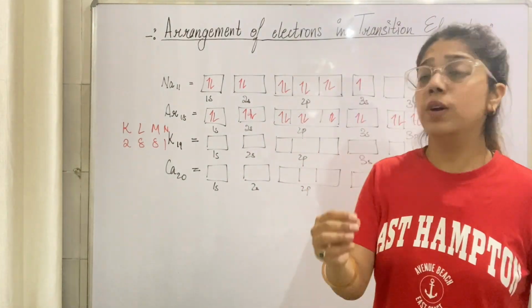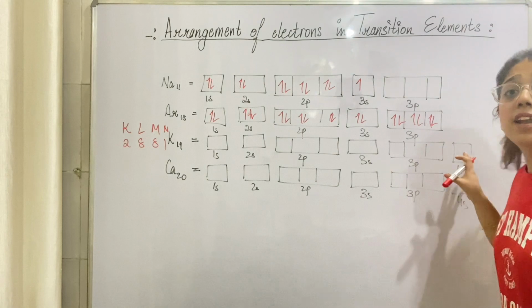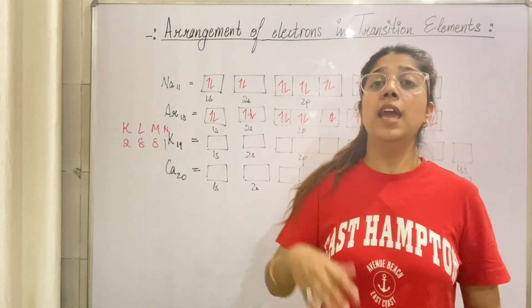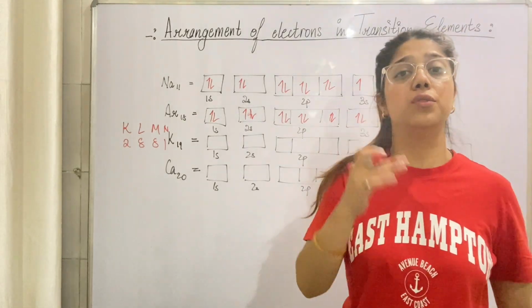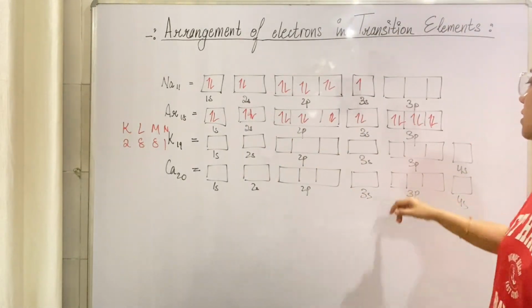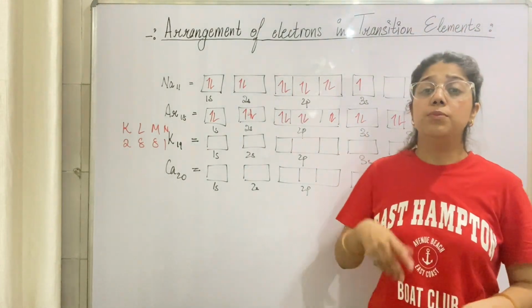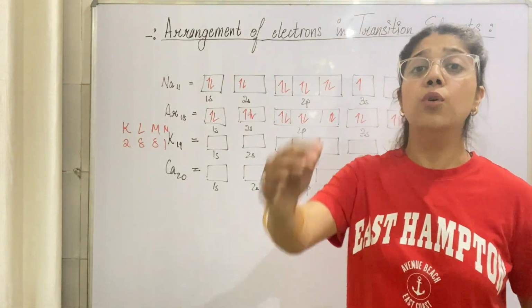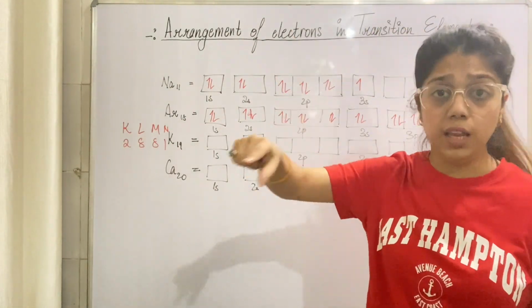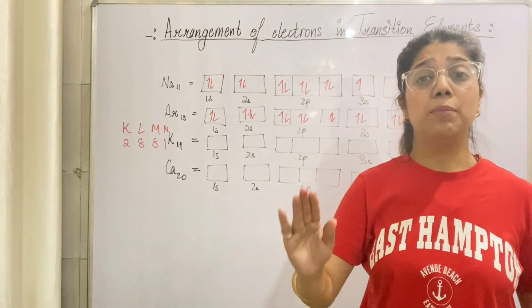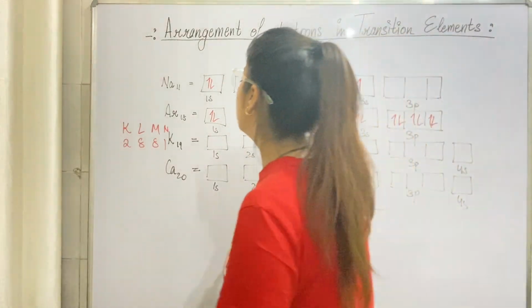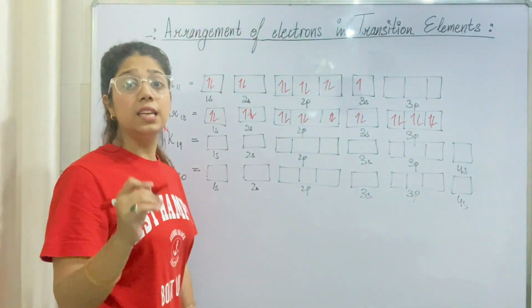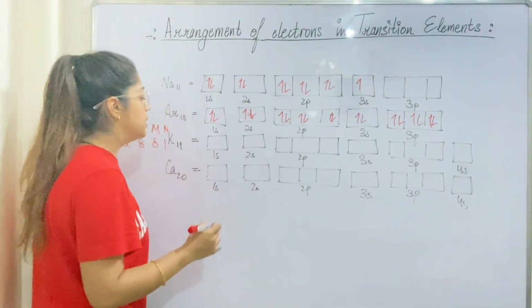The reason is, of course, the n plus l rule. We know that the energy of the 4s orbital is lower as compared to the 3d orbital, which is present in the third shell. Therefore, the electron will go to the 4s and then to the 3d. Once the 4s is completely filled, then only the electrons will start coming back to the third shell, that is the 3d orbital. I hope this is clear to you.